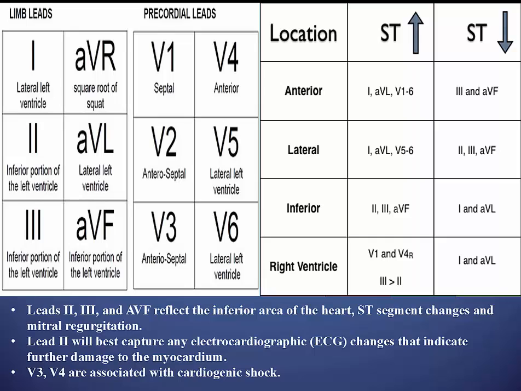Leads 2, 3, and AVF reflect the inferior area of the heart, the ST segment changes, and mitral regurgitation. Lead 2 will best capture any electrocardiographic changes that indicate further damage to the myocardium. V3 and V4 are associated with cardiogenic shock.